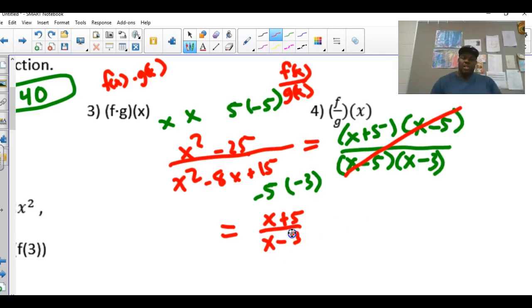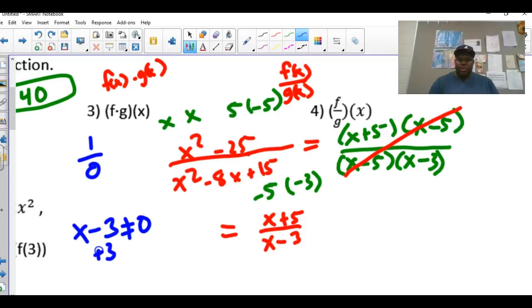Now, we've got to do one more thing. We've got to figure out where this thing is undefined. All right. Where is it undefined? You've got to take the denominator and set it not equal to 0. Because if you remember, anything over 0 is undefined. So what will make this bottom 0? Well, if I take it and set it not equal to 0 and solve it, add 3 on both sides, you get x not equal to 3.